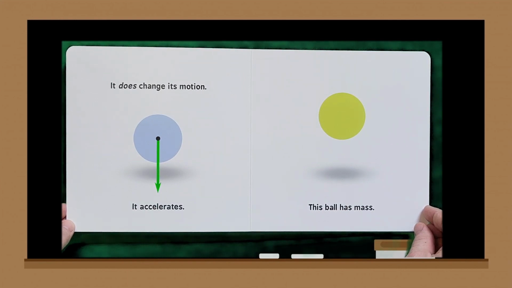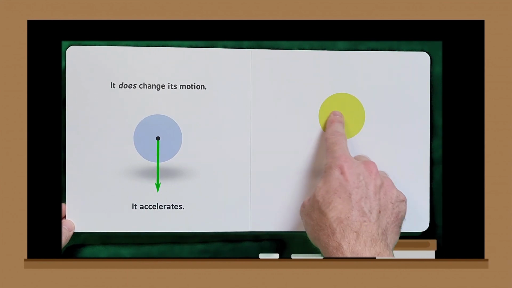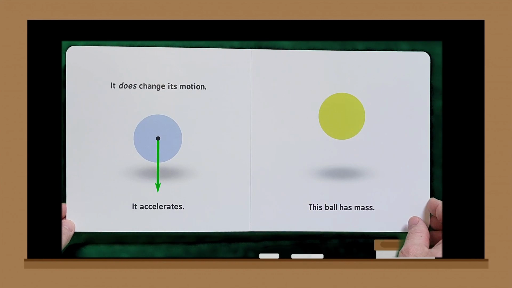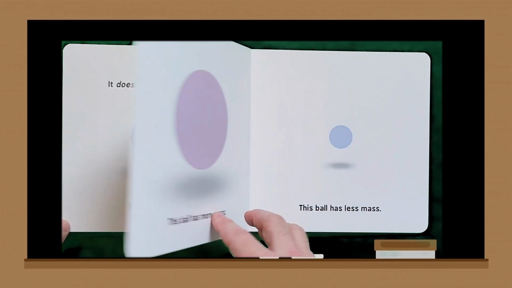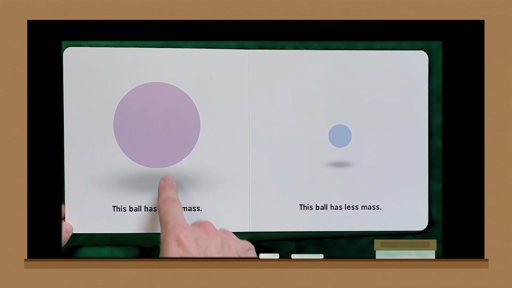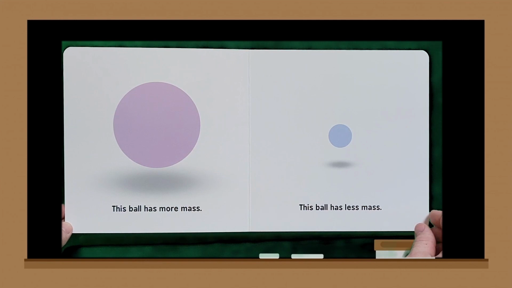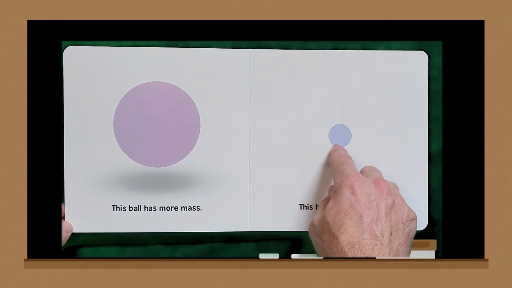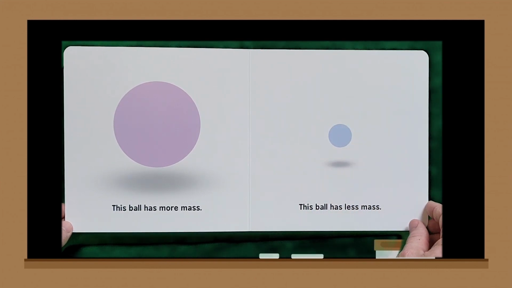This ball has mass. See the ball? It has mass. This ball has more mass. See the bigger ball? More mass. This ball has less mass. And here's our smaller ball. It has less mass.